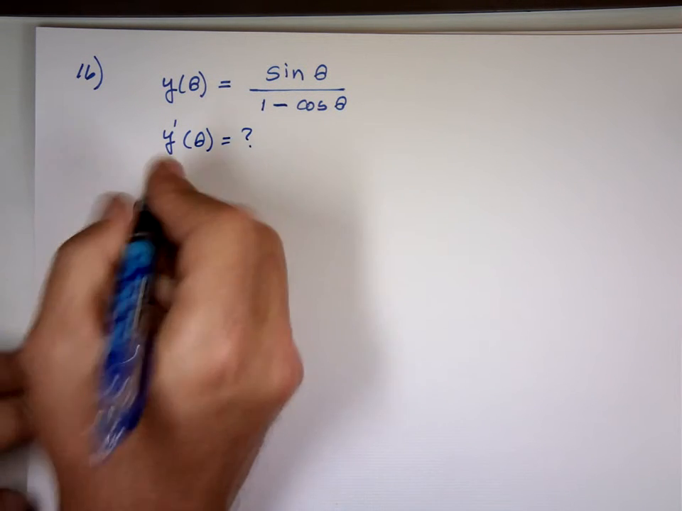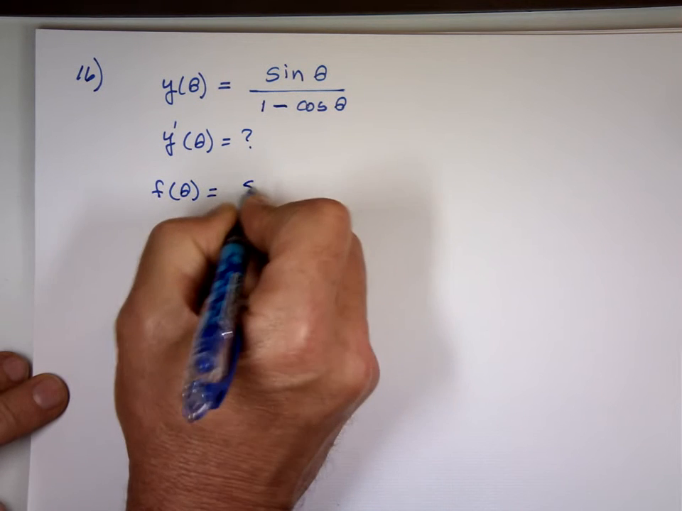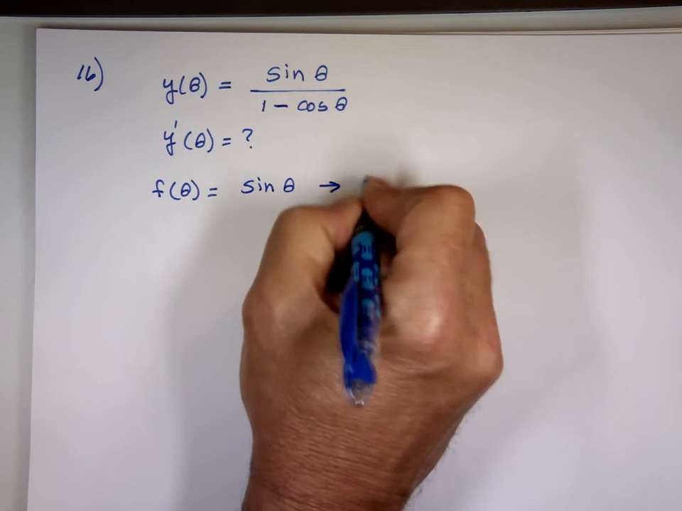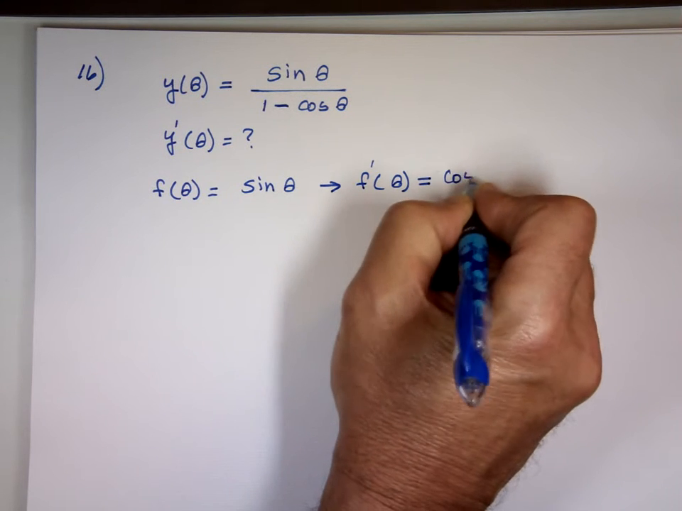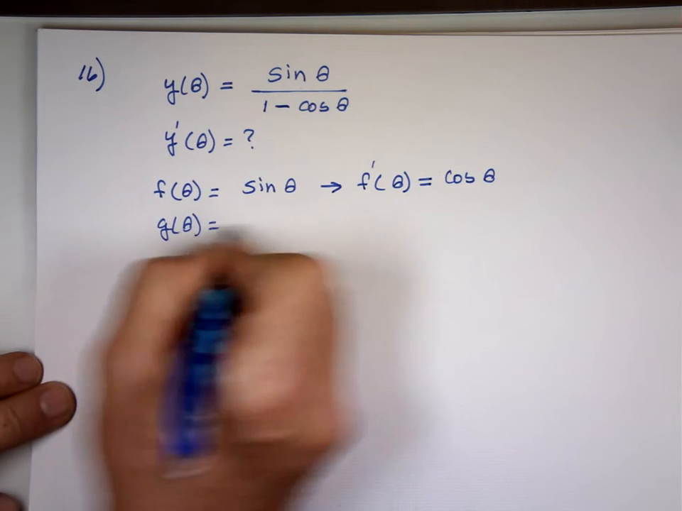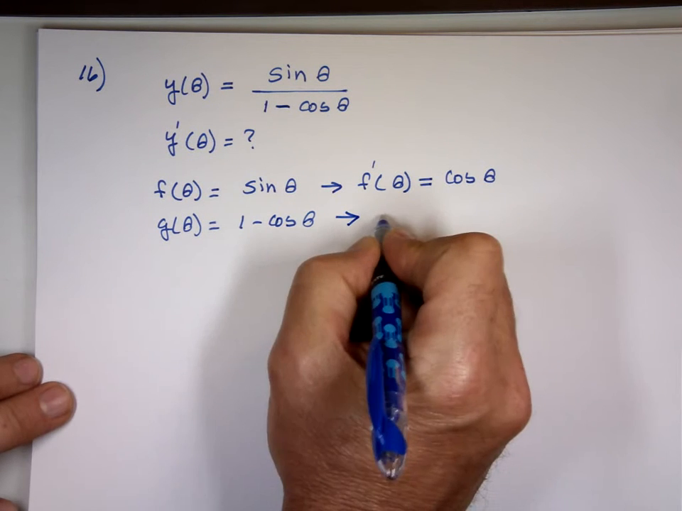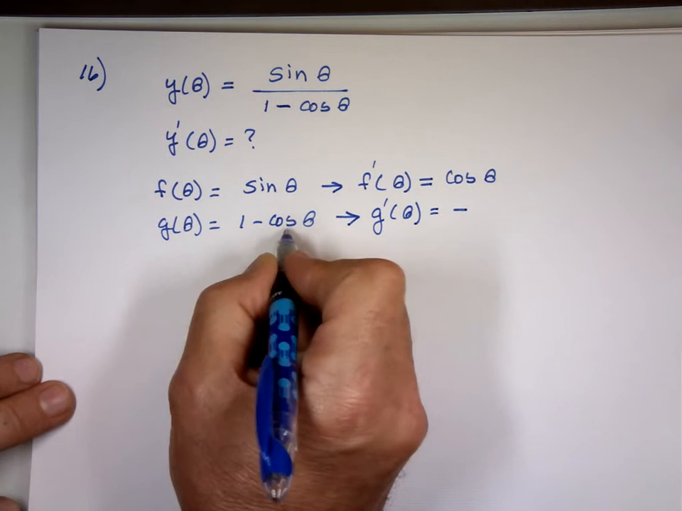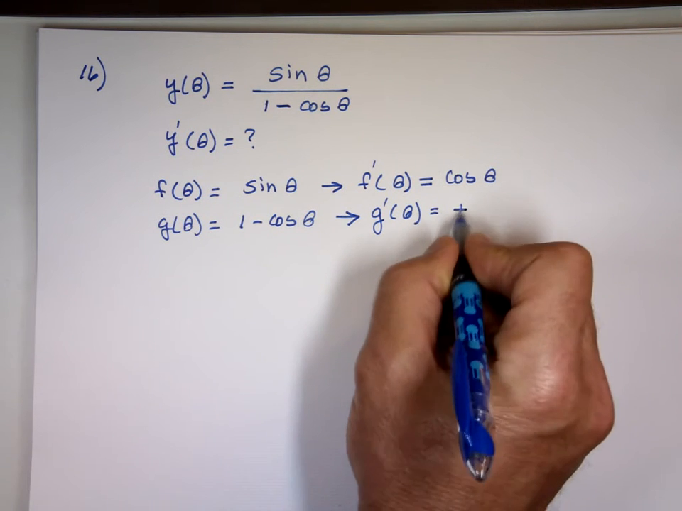So you let f equals f of theta, we're not using x here, sine theta. The derivative of that is cosine theta. Let the bottom g equal 1 minus cosine theta. And the derivative of 1 is 0. There's the minus. What's the derivative of cosine? Negative sine. So a minus negative sine is going to make it what? A positive sine theta.